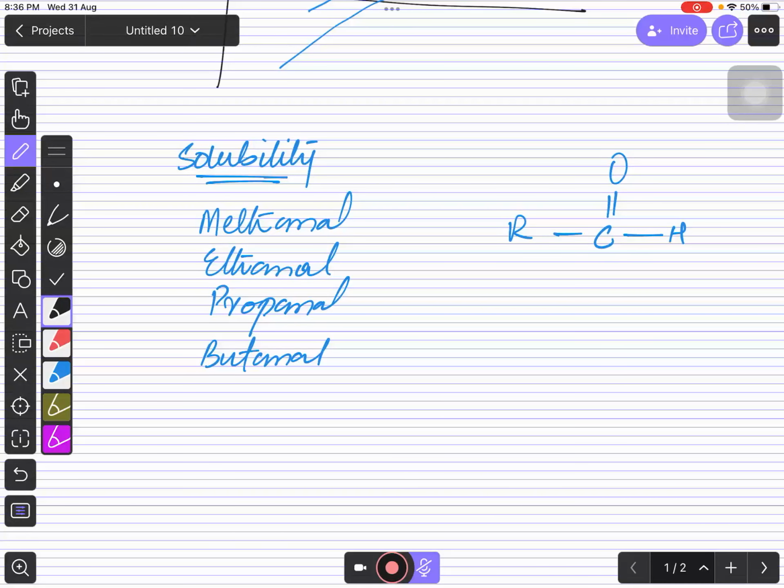So in this oxygen, we have 2 lone pairs, and this oxygen is partial negative. So it can bond with the hydrogen of water, right? That is why it is lower in solubility than alcohol. We know that alcohols are highly soluble because they are attached with OH, right?